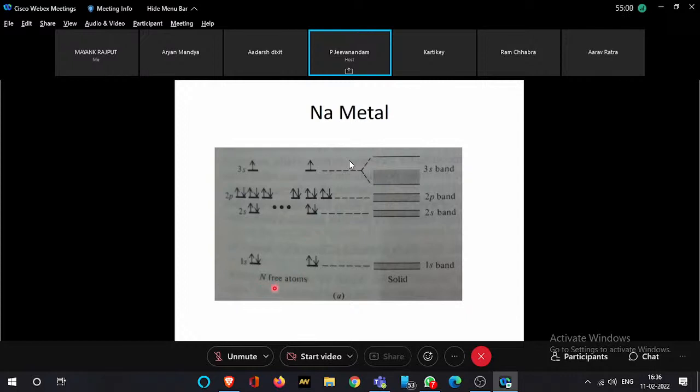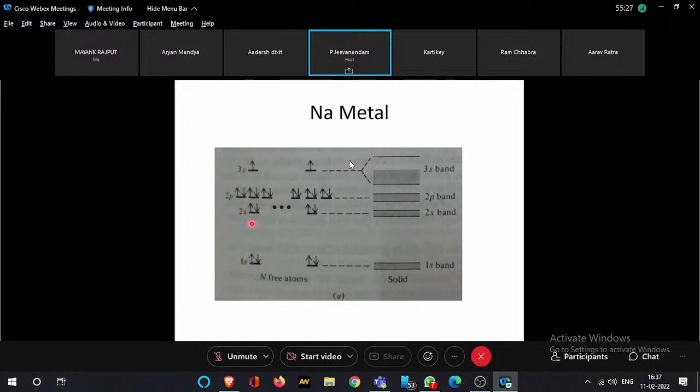You have free atoms on the left side, and on the right side you have the solid. When you go from free atoms to the solid, you have the band coming into the picture. On the left side you can see that the energies are 1s, 2s, 2p, 3s. I think all of you are familiar with some quantum mechanics, right? How these 1s, 2s, 2p, 3s all come about.